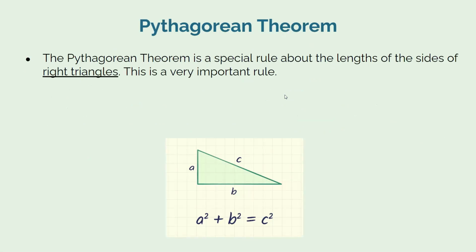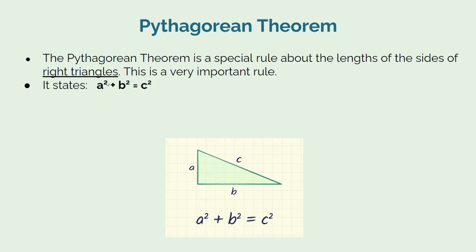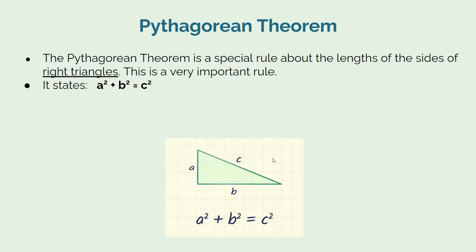So now we're going to learn about what the Pythagorean theorem is. The Pythagorean theorem is a rule about the lengths of a right triangle. This is a very useful and helpful rule, and it's actually pretty simple. It is just a squared plus b squared equals c squared, where a is the length of a leg of a right triangle, b is the length of the other leg of a right triangle, and c is the length of the longest side of the right triangle, which is also called the hypotenuse.